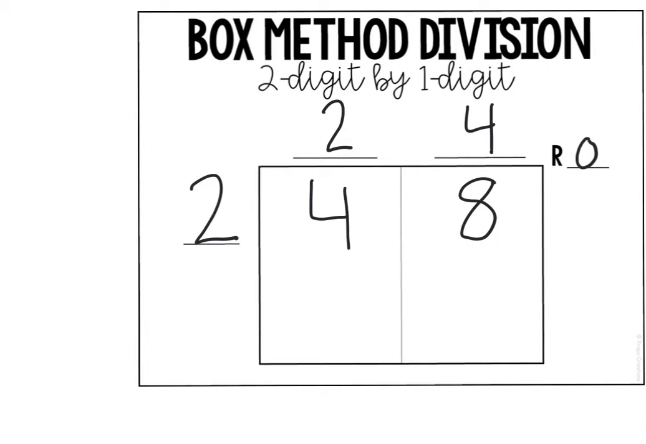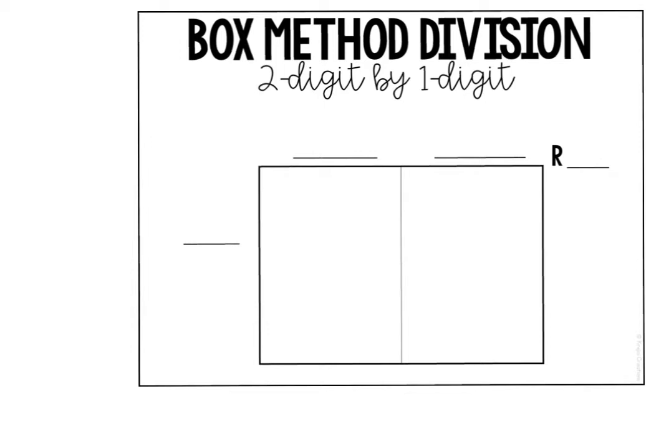It's not always going to be like that. It's not always going to be that easy. So I'm going to show you what I mean by that. Let's do another example. How about 62 divided by 4? I'm just thinking of one off the top of my head.